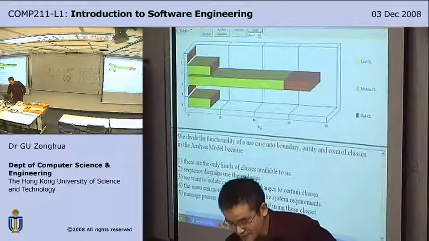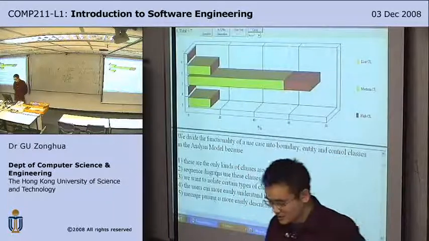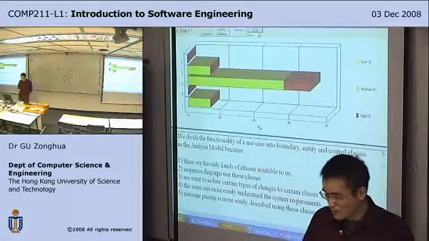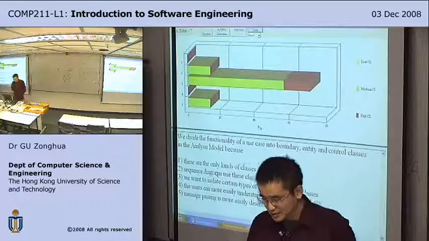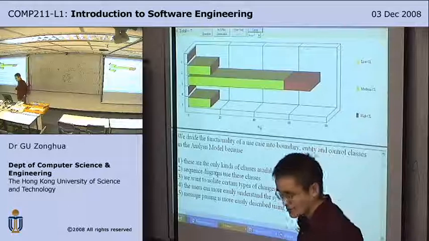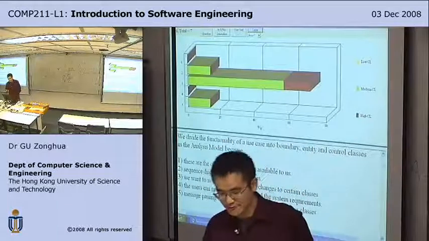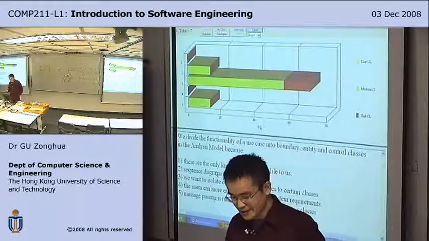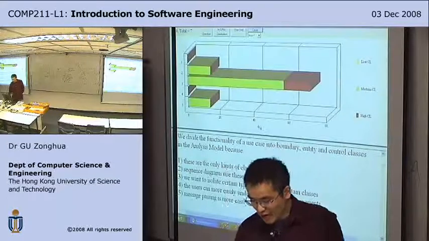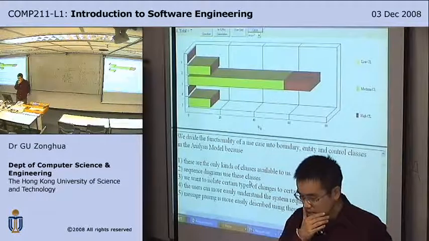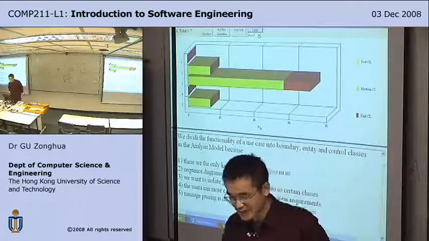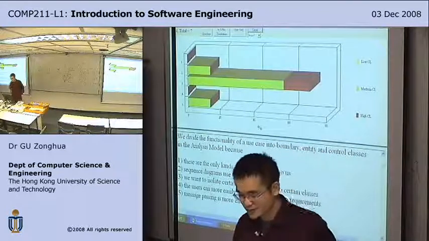So they're the only kinds of classes available to us. That's not correct. Well, for the analysis model, we do have the 3, but you can also define others. In the class, we only introduce 3, but you are free to define other helper classes. So sequence diagrams use these classes. That's true, but that's not the reason for dividing the use case into these classes. That's just the observation.